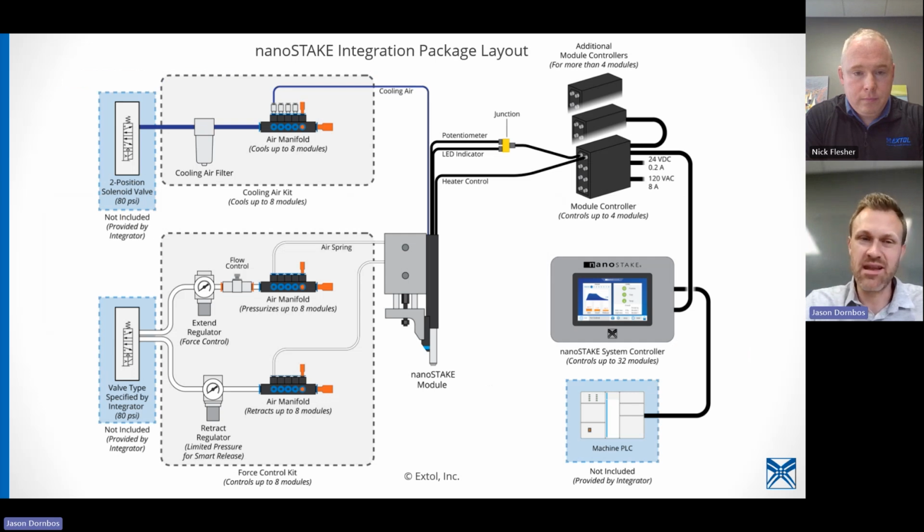This is a breakdown of the nanoSTAKE integration package layout. So you can see the nanoSTAKE module there in the middle. Again, there's a few components that the machine builder needs to provide. So there's these items in blue. Again, it's valves that would be inside of your machine. And then the machine PLC has to just simply tell the nanoSTAKE controller to go and be done.